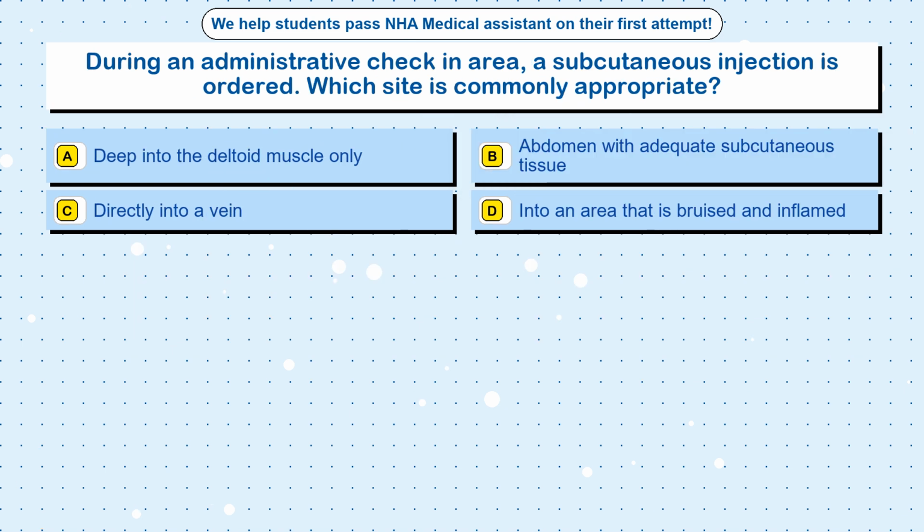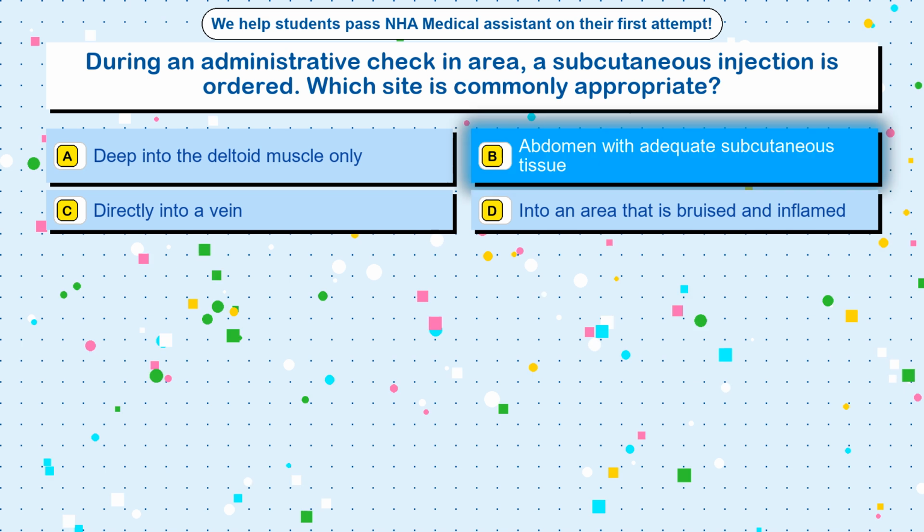Question 5. During an administrative check-in area, a subcutaneous injection is ordered. Which site is commonly appropriate? Option A, deep into the deltoid muscle only. Option B, abdomen with adequate subcutaneous tissue. Option C, directly into a vein. Option D, into an area that is bruised and inflamed. The correct answer is option B, abdomen with adequate subcutaneous tissue.